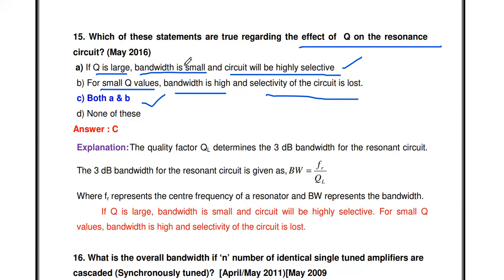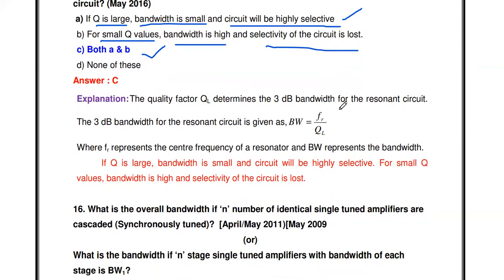So this is the effect of quality factor on a resonant circuit. You see, this is the relation. From this relation, if the quality factor is high, the bandwidth is narrow. What is the meaning of a narrow bandwidth? That amplifier amplifies only the particular selected range of frequency. So the circuit is highly selective.